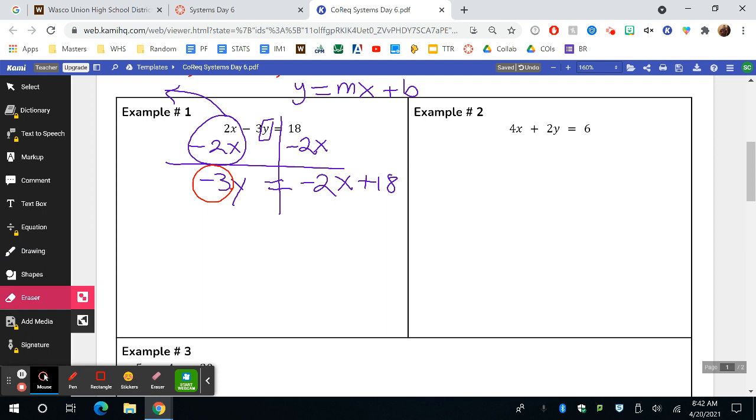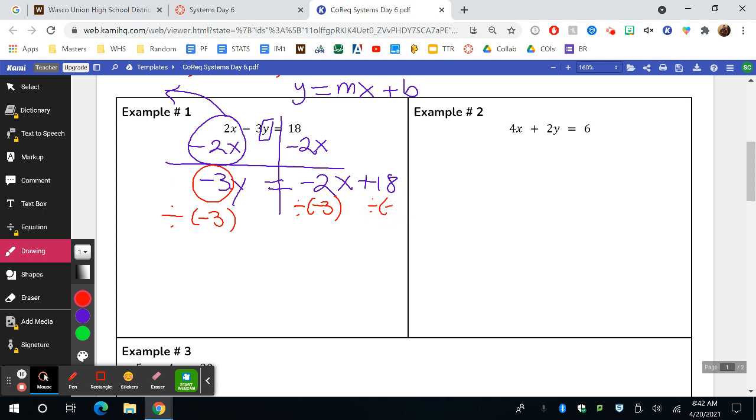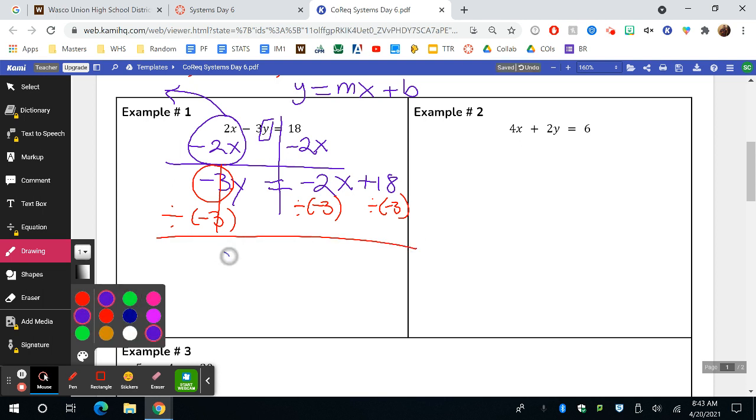We're going to now divide both sides of the equation by that number, so negative 3. Divide everything by negative 3. Okay, so this one cancels out, and I'm left with y by itself. Negative 2 divided by negative 3 is going to give me positive 2 over 3x, and 18 divided by negative 3 gives me negative 6.